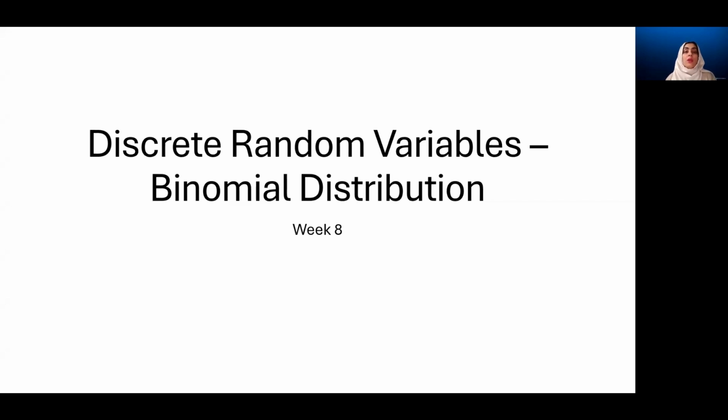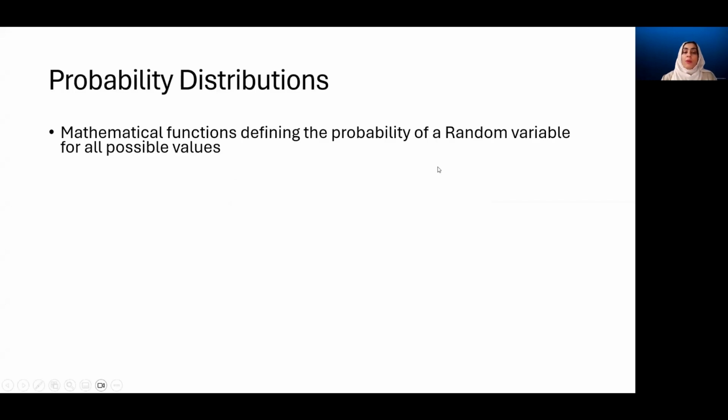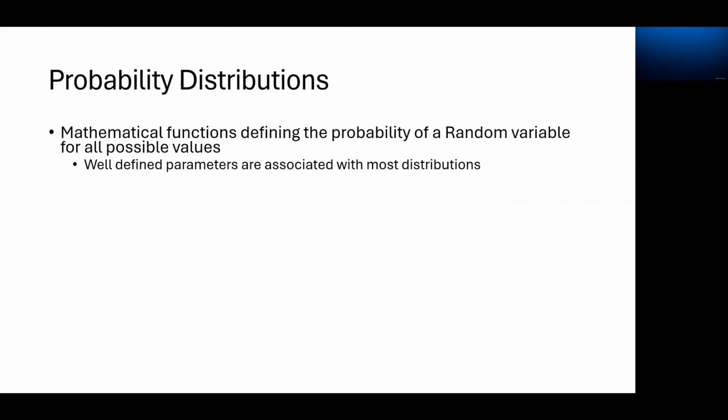We'll also have a look at the discrete probability distribution. Probability distributions are mathematical functions which define the probability for a random variable for all possible values that it can achieve. There are well-defined parameters which are associated with most of the distributions, since the distributions are mathematical functions. So just like any mathematical functions can have parameters, the distribution functions also have parameters associated with them.